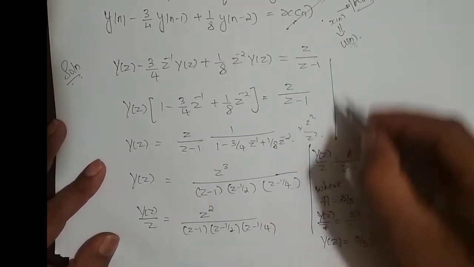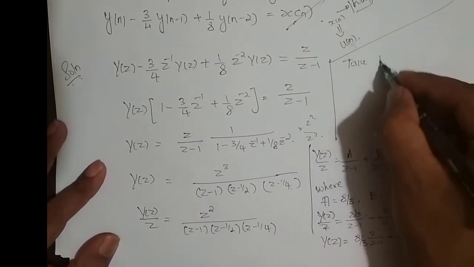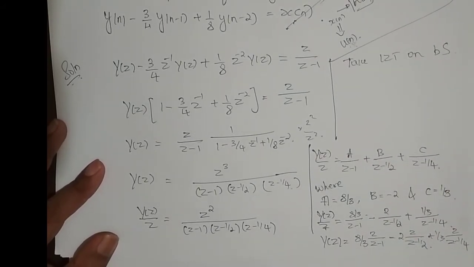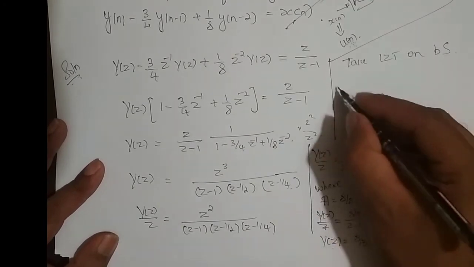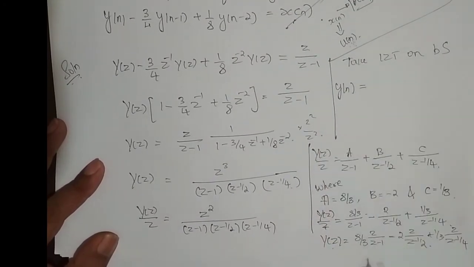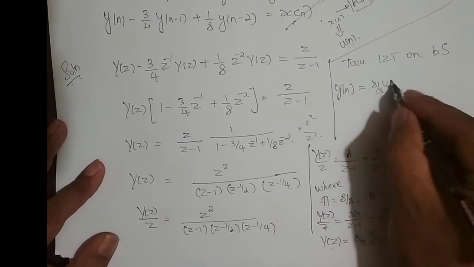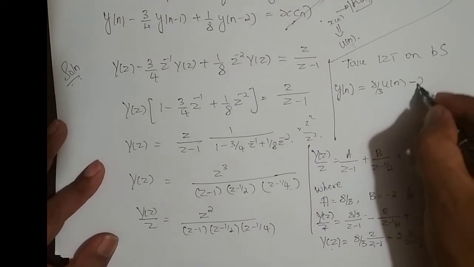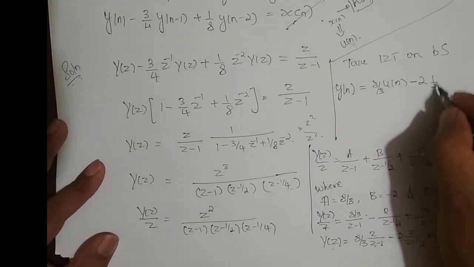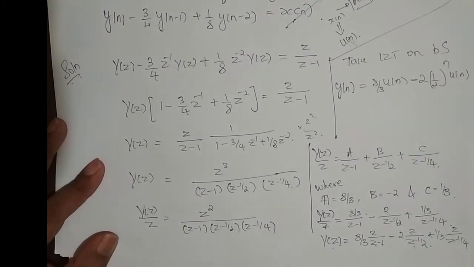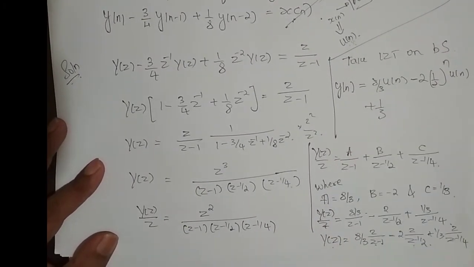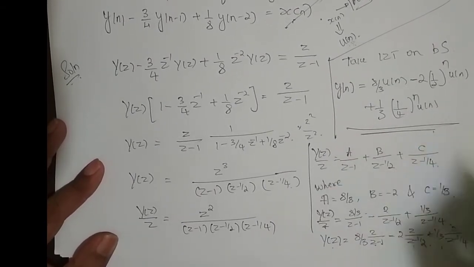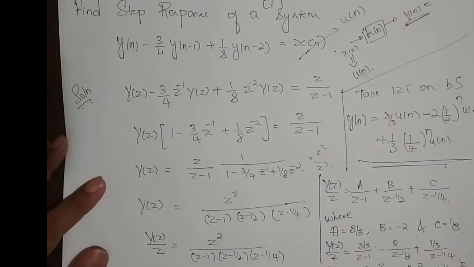Now what is the next step? Next step is to take the inverse Z transform on both sides. I have to take the inverse Z transform for a causal sequence. By default the system will be causal. So what is the inverse Z transform of Y of z? It is y of n is equal to 8 by 3 into u of n, because the inverse Z transform of z divided by z minus 1 is u of n, minus 2 into, what is the inverse Z transform of this? a power n u of n, so 1 by 2 power n u of n, plus 1 by 3 into 1 by 4 power n u of n. So this is the step response of the system.